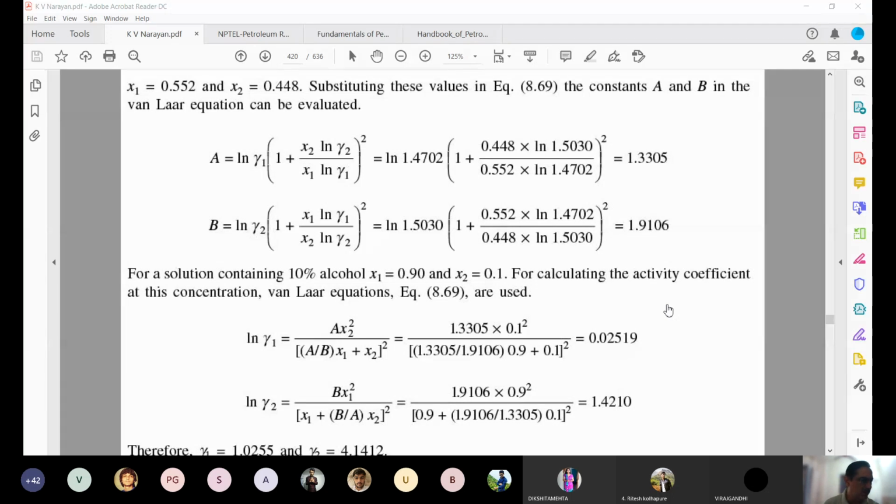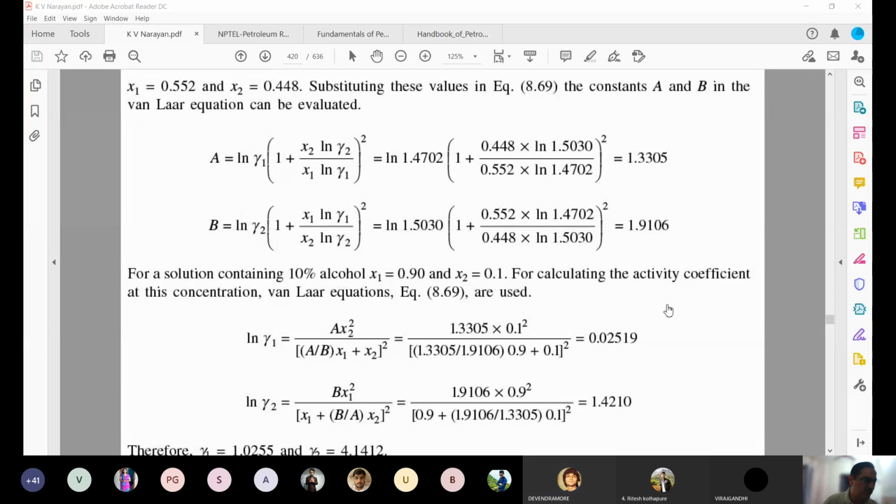Okay, so once you find this value of A and B, now we need to find activity coefficient for a solution containing 10% alcohol, right? तो x1 क्या रहेगा अभी अपना? 0.9. नो, किसने बोला 0.9? हाँ सर, उल्टा रहेगा ना. किसने बोला 0.9? मैंने सर, देवेंद्र. हाँ, तो उल्टा रहेगा ना.